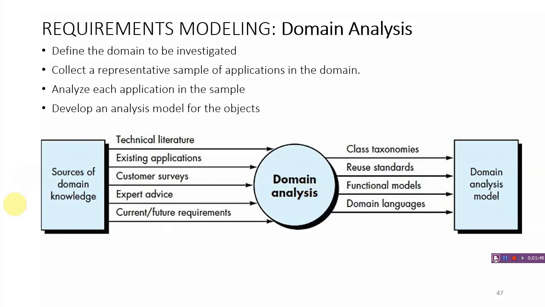You can see here the schematic of domain analysis. In domain analysis, you have to define the domain to be investigated, collect a representative sample of applications in the domain, analyze each application in the sample, and develop an analysis model for the objects. These are the sources of domain knowledge: technical literature, existing applications, customer surveys, expert advice, and current and future requirements. The output of the domain analysis is the various class taxonomies, reuse standards, functional models, and domain languages, which is termed a domain analysis model.